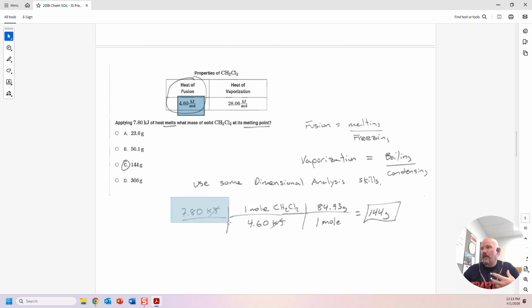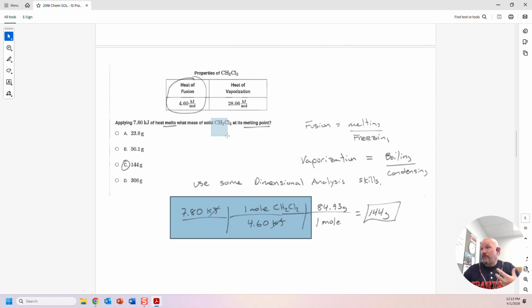So we'll take our 7.8 kilojoules and we'll divide it by the molar heat of fusion, right? What does that do to the units? It flips the units, right? So you have kilojoules on the bottom and moles on the top. So this will cancel out kilojoules and give us moles of the compound.